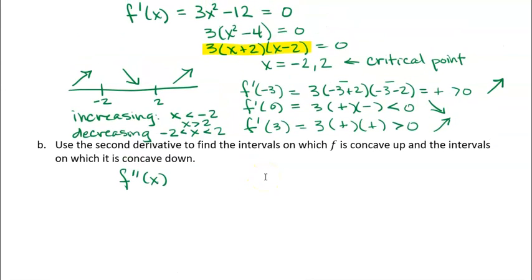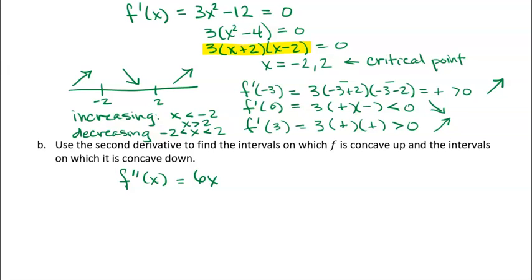Now this one you probably want to go up to the non-factored form of the derivative because we want to take the derivative of the derivative. So let's use this 3x squared minus 12. If I take the derivative of that, I get 6x, and then the derivative of -12 is 0.